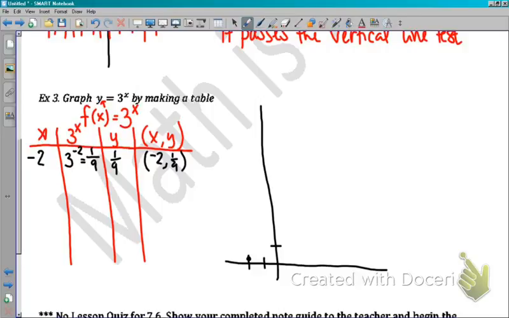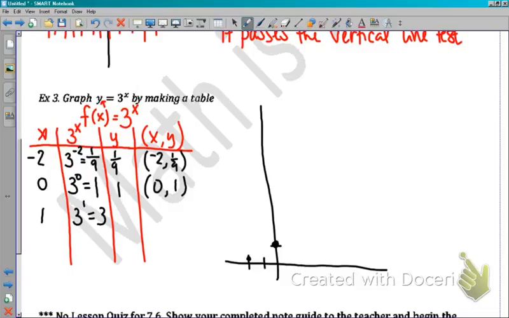Now let's go ahead and put in a 0. 3 to the 0 power. Well, anything to the 0 power is always 1. So my next ordered pair is going to be 0, 1. So now I'm going to put a dot here in the center, 0, 1. Then I might put in a positive 1. 3 to the first power is 3. So I'm going to have a 1 and a 3. So that means go over 1 and up 3.